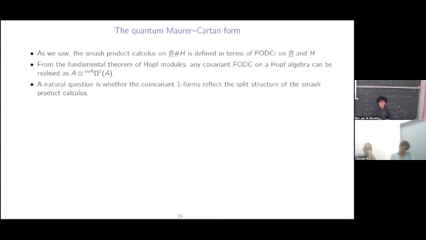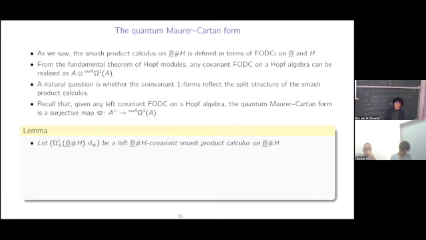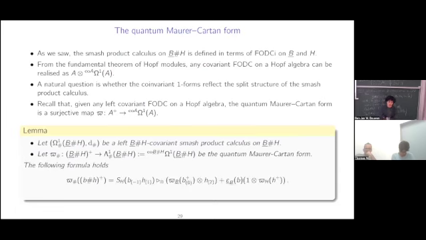So a question that we ask is whether or not the coinvariant one forms are going to reflect the split structure of the smash product calculus. And instead of thinking directly of the covariant one forms, let's think about the Maurer-Cartan form, because we know that this is a surjective map into the covariant elements. We have the following lemma telling us that if we start with a left B smash H covariant calculus on B smash H, and if we consider the quantum Maurer-Cartan form of this construction, then this following formula holds.